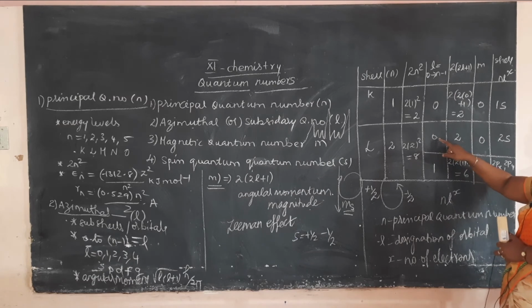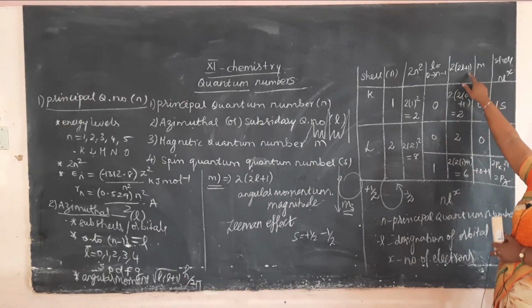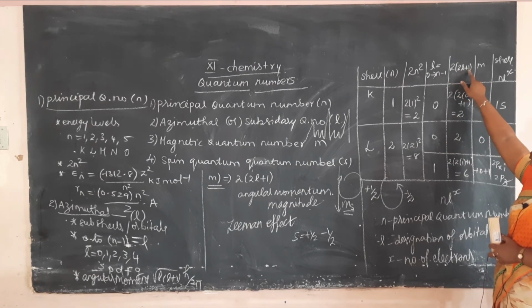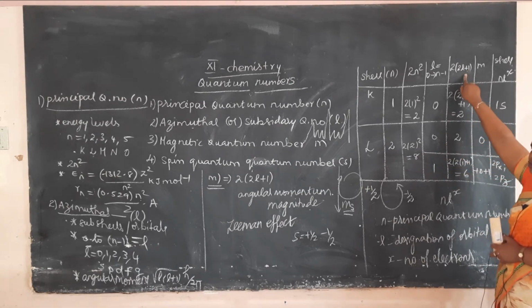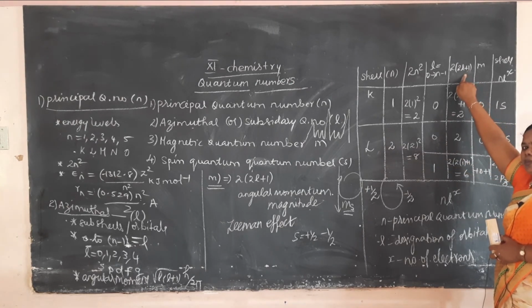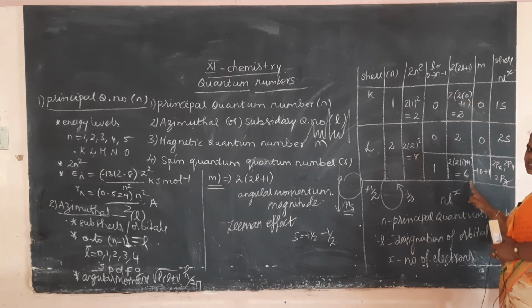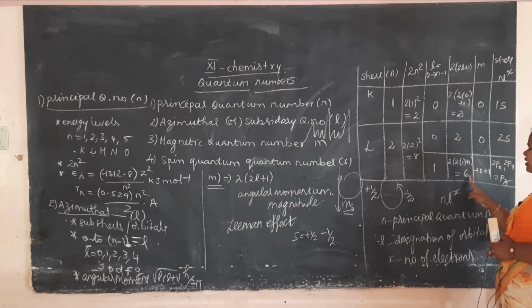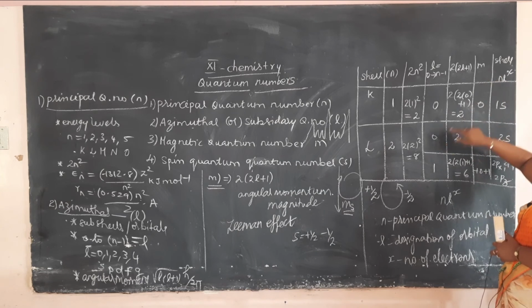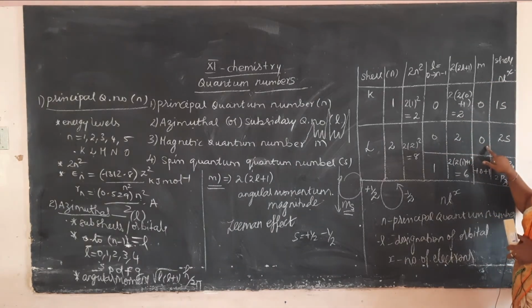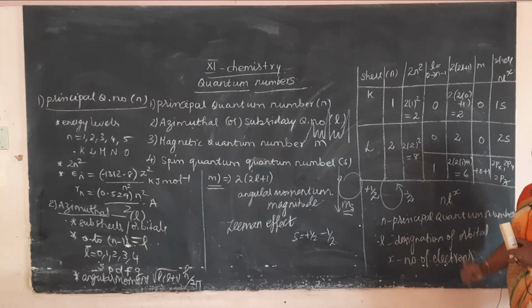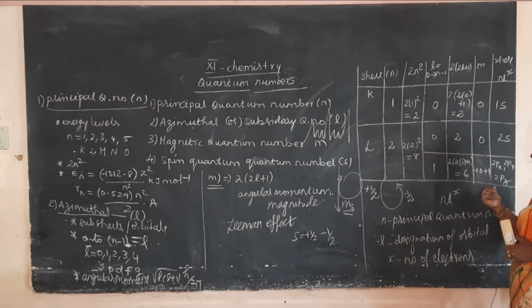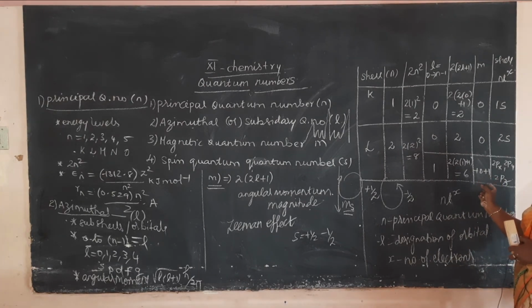Okay, then L is equal to 0, you substitute in this equation 2 into 0 plus 1, it will be what, 2. Okay, then L is equal to 1, substitute in this, 2 into 2 plus 1, it will be equal to what, 6. Okay, now 6 electrons can be accommodated. Then here only one value for m, that is 0, and for this, m can have 3 values, minus 1, 0, plus 1. Okay, so this is how you have to calculate.